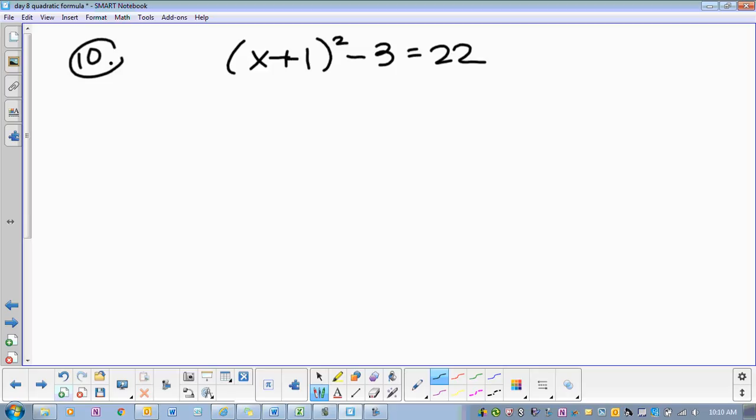All right, this one is a good one. Guys, we're trying to get this guy all by itself, the square term, right? What do we need to do? Add the 3, good. Then we have (x + 1)² = 25. Now what?